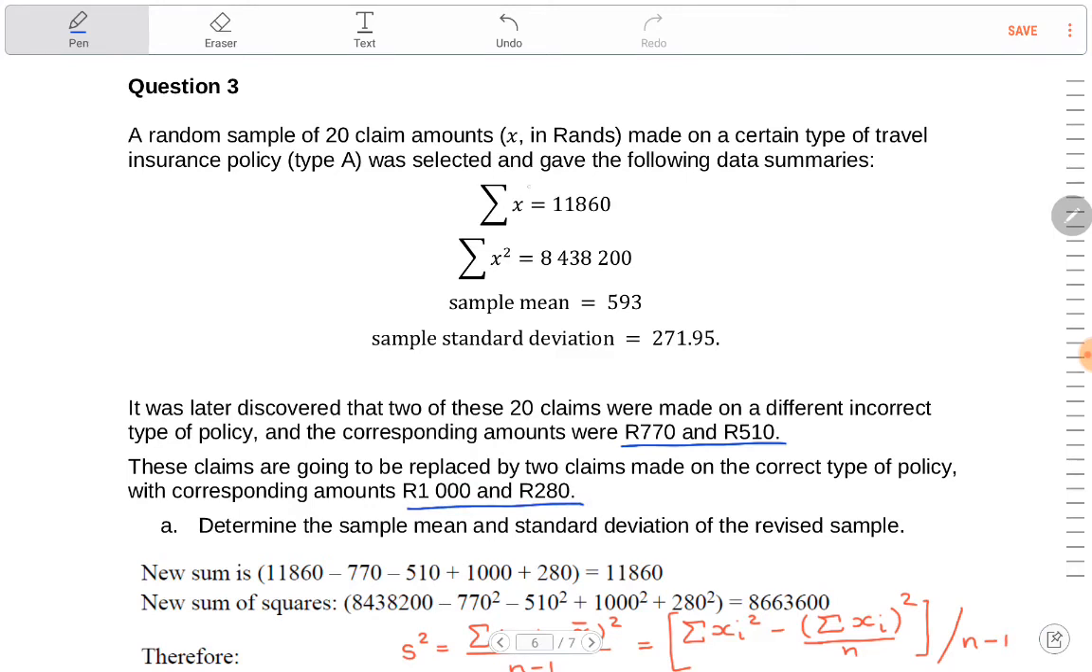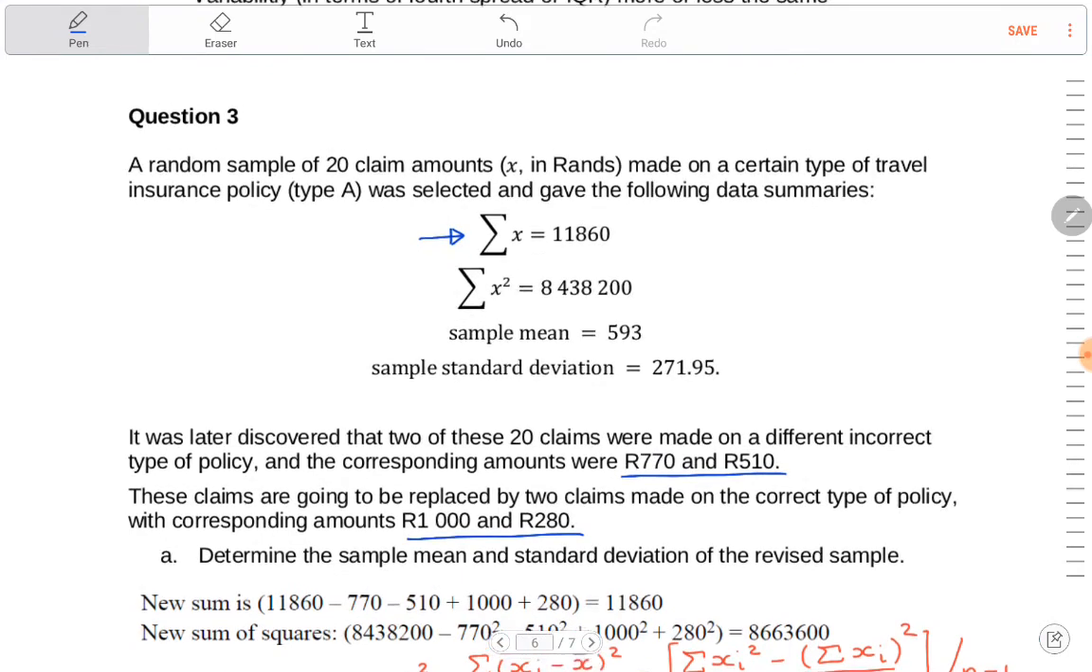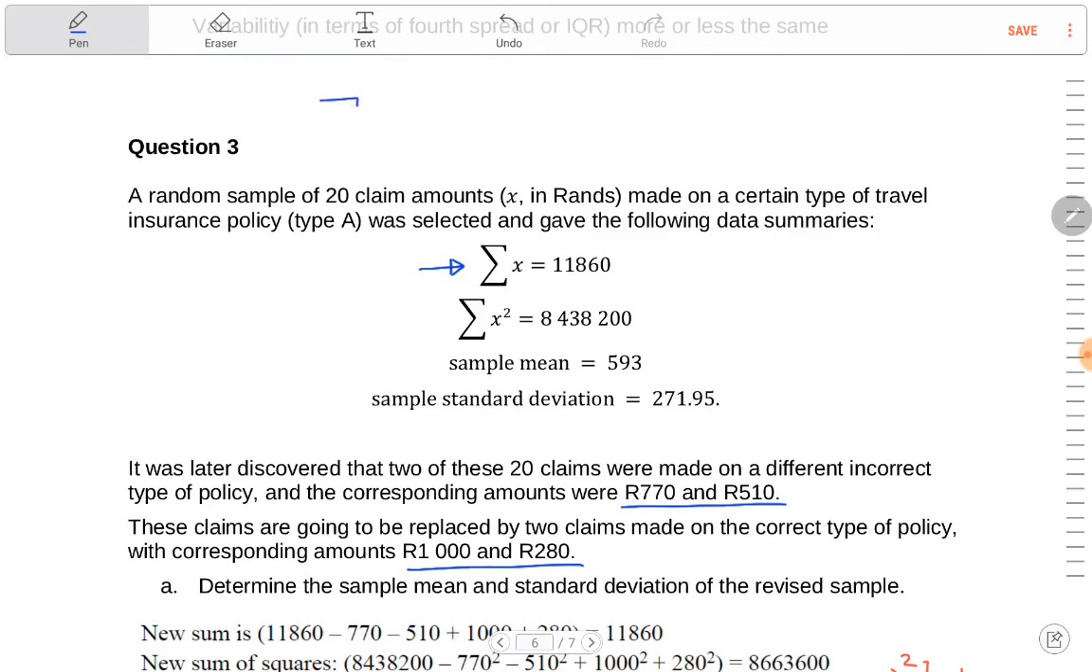So if we start off with this sigma notation, what does this mean? It's shorthand for i equal to 1 up until n. Here it's up to 20. They took the sum of all the observations, x_i. So you will do x1 plus x2, and you'll keep on going until you reach x20.